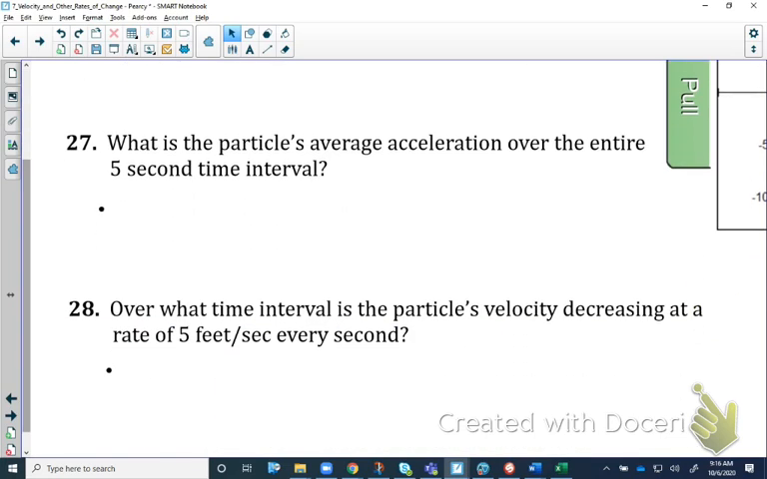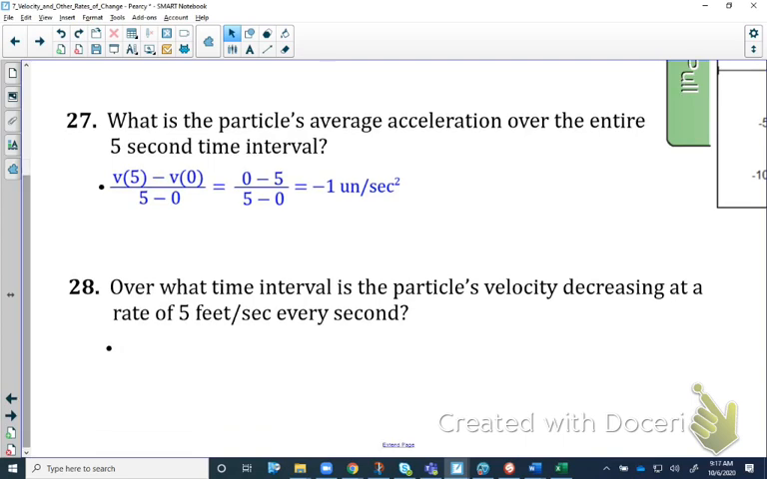What is the particle's average acceleration over the entire 5-second time interval? So here, this is just a basic difference quotient, the average rate of change from one endpoint to the next. So we take the velocity at the end point and at the beginning point and take the difference quotient. And here the average acceleration is going to be -1 unit of length per time squared.